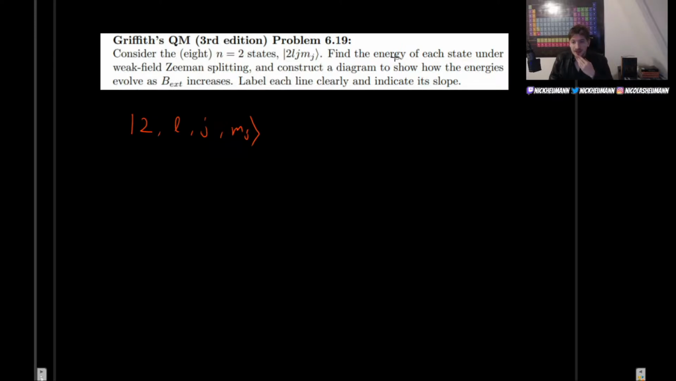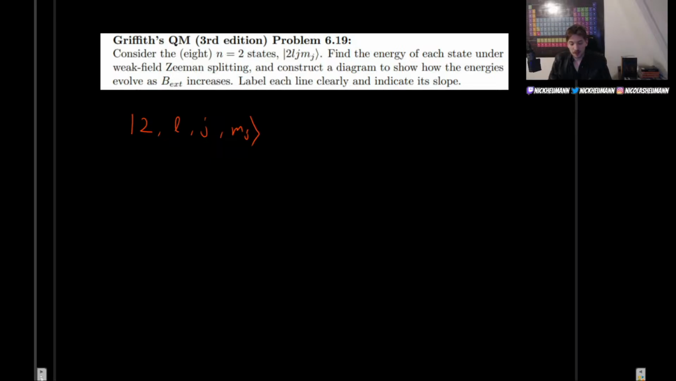Well, we want to find the energy of each one of these 8 states under weak field Zeeman splitting. And we will then construct a diagram to show how the energies evolve as the magnetic field increases. We will have to label each line clearly and indicate its slope. All right, so that is the task ahead. We have to find the new energies under weak field Zeeman splitting.